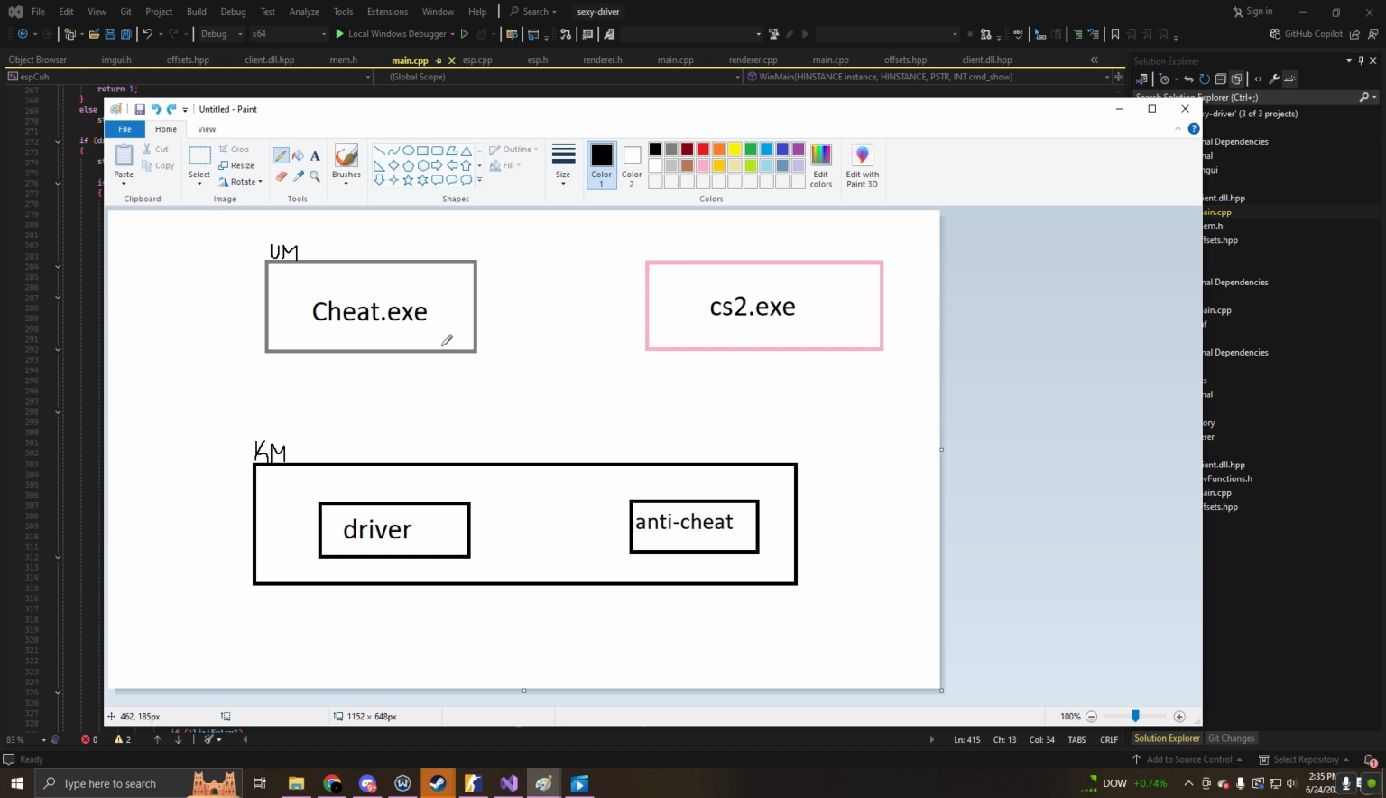Instead of reading and writing straight from CS2 from your user mode cheat, you send information and instructions to your driver, which is also in the kernel, and that reads the game memory. And because you're also in the kernel, the anti-cheat cannot detect this. Now, of course, there are different ways of detection, but this is the broadest way to put how anti-cheat bypasses work with kernel anti-cheats.